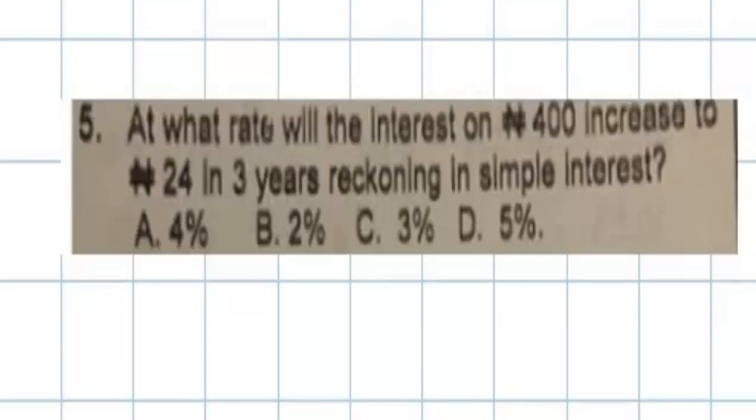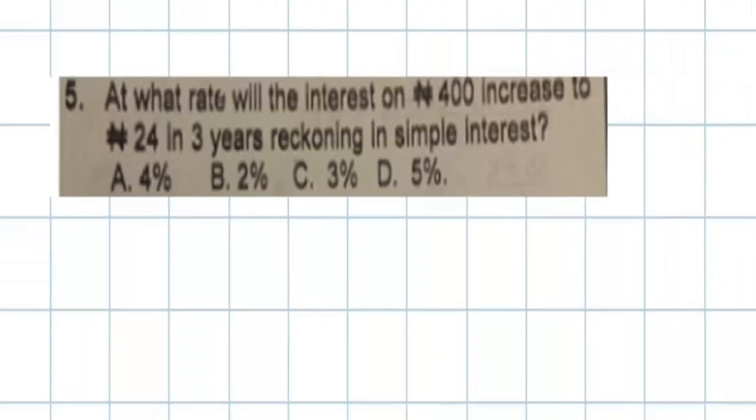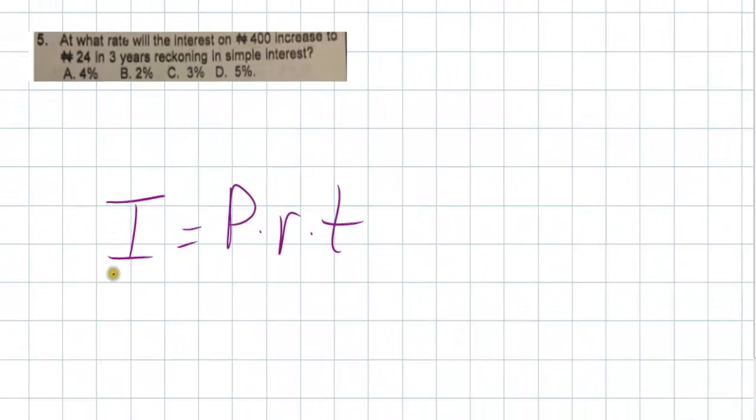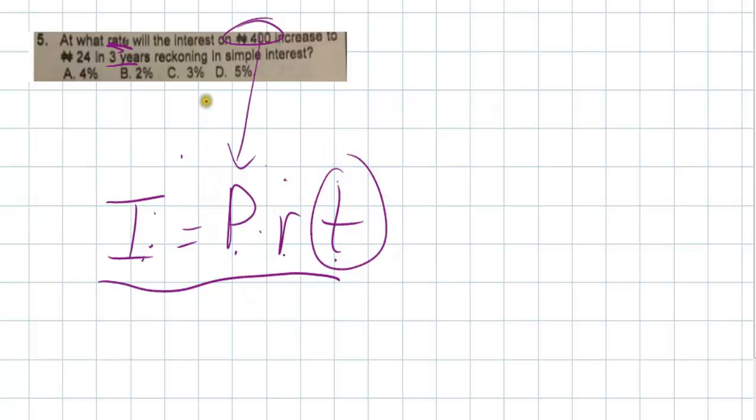So here we have question 5, and it says at what rate will the interest on 400 increase to 24 in 3 years reckoning in simple interest? So simple interest uses this equation: interest equals principal times rate times time. This is our principal. Our rate is what they're asking for. They said at what rate. And then they're telling you that it's going to be in 3 years, so that's going to be our time. And then they said that the interest will increase to 24, so this is our interest.